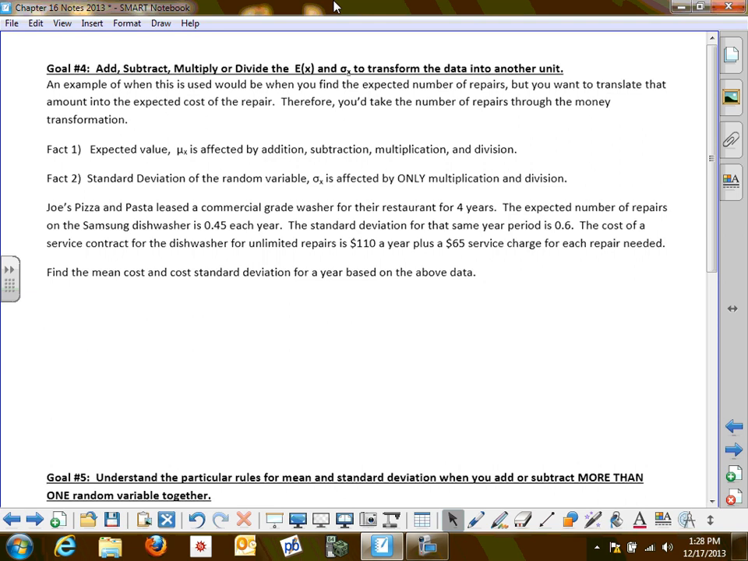Here we go. Joe's Pizza and Pasta leased a commercial grade dishwasher for 4 years, and the expected number of repairs on the Samsung washer is 0.45 each year. Why is that 0.45? How can you have 0.45 of a repair? Because it's the average. The expected number is not necessarily realistic because it's an average. The standard deviation for that same year is 0.6.